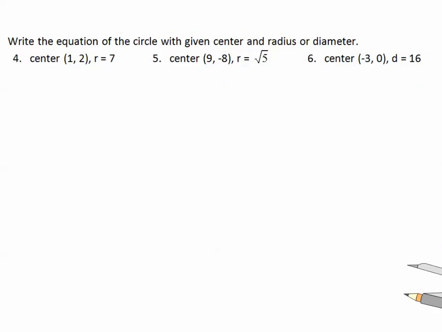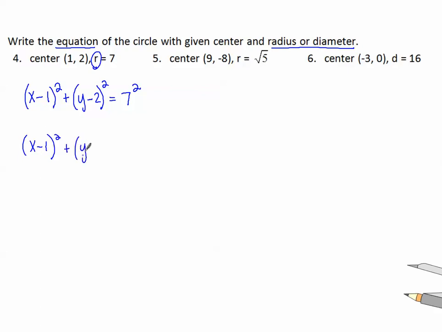Let's try going backwards now. Write the equation of the circle with the given center and radius or diameter. Now notice radius or diameter is given, so let's watch out. So center at 1, 2. X minus the x coordinate squared plus y minus the y coordinate squared equals the radius squared. This is the radius that was given. So now I'm going to simplify because I don't like to leave 7 squared, because that's not usually how we're going to see it written or how we're going to write it. 49.